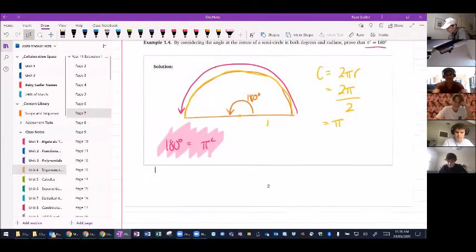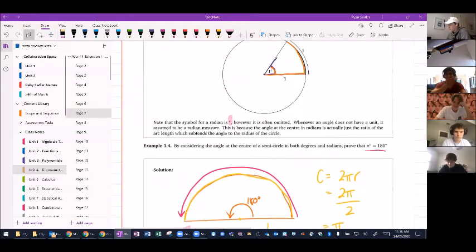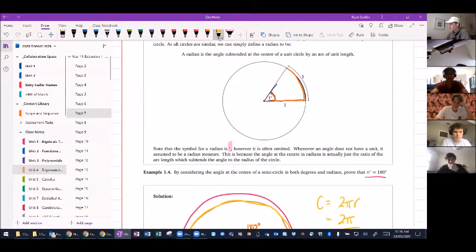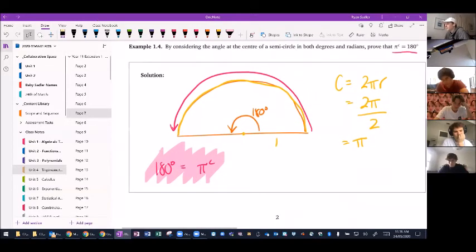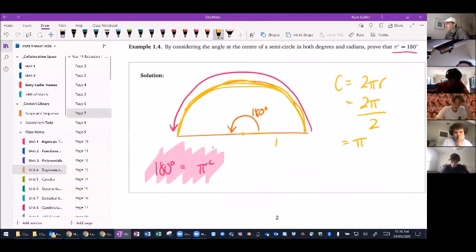So essentially what we're saying is that this is 1 radian, but 1 radian by itself is not a super useful measurement. So what we want to do is use angles that we know, and one of the most common angles is 180 degrees. So we did the semicircle, worked out the arc length, and divided it by the radius, and that gives us pi for 180 degrees.